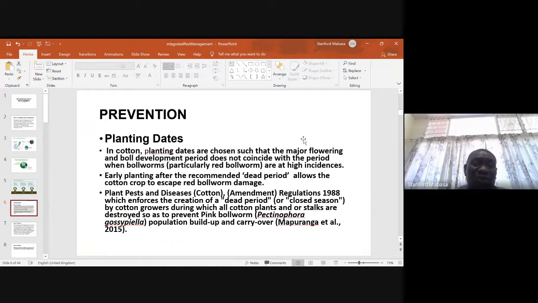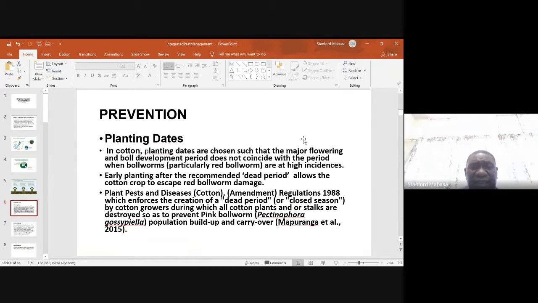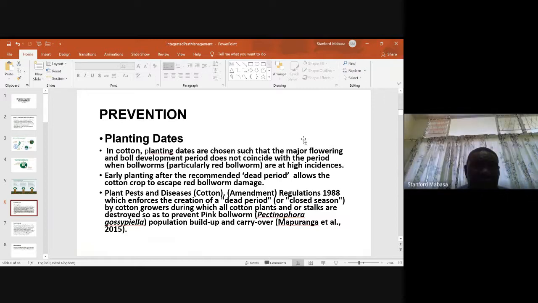So let us talk about prevention. What can we do to prevent the pests from building up, so that they cannot threaten our crops? First, we can focus on planting dates.